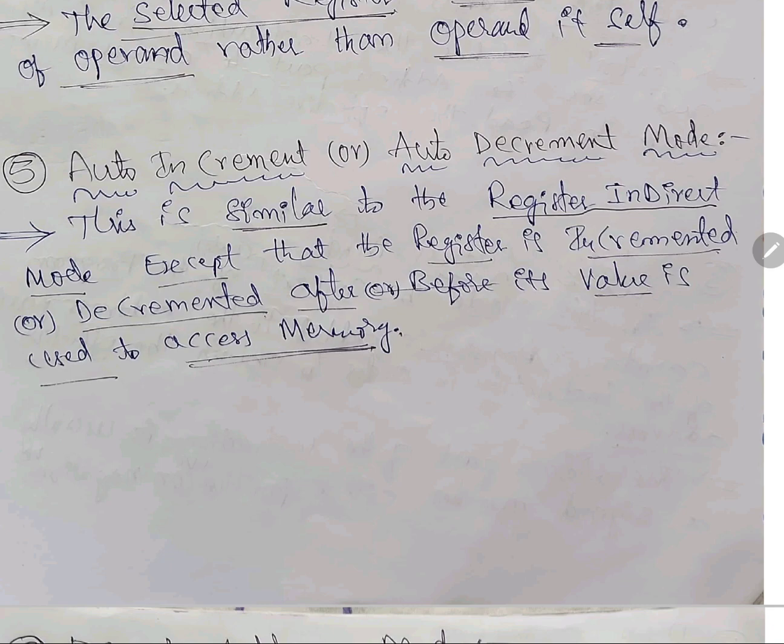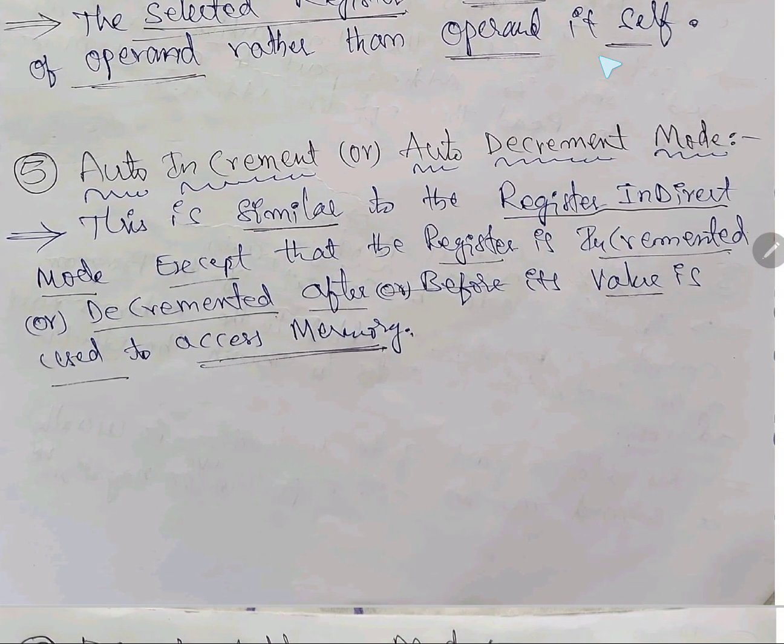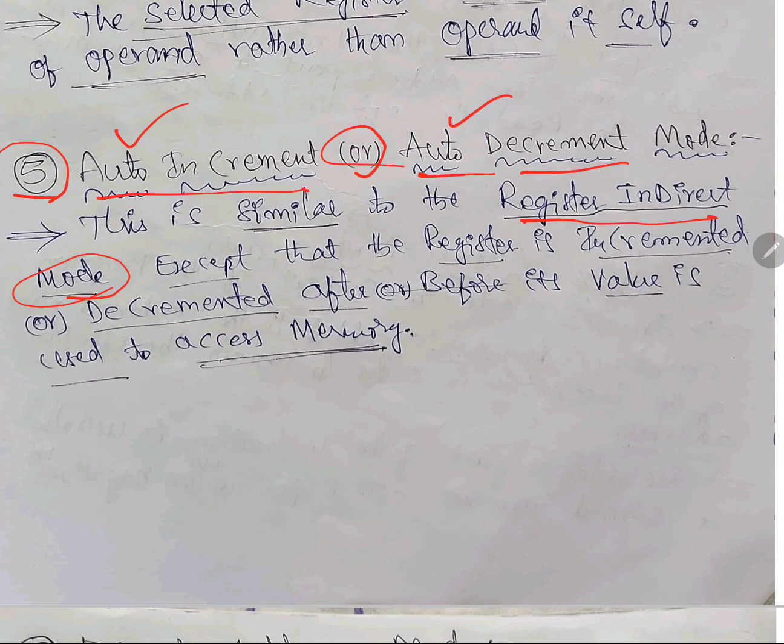And here the fifth one is auto increment or auto decrement mode of addressing. Out of the 10 addressing modes, this is the fifth one. Total we have 10. This is very, very important. This is similar to the register indirect mode. Just now we have seen register indirect mode. This is similar to that. Fifth one, auto increment or auto decrement. Auto means on its own, right?